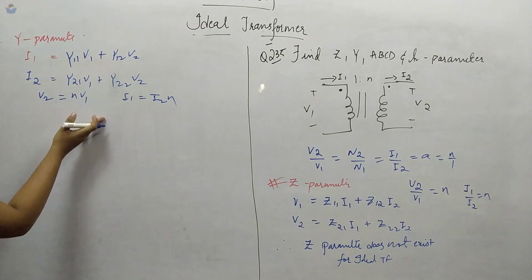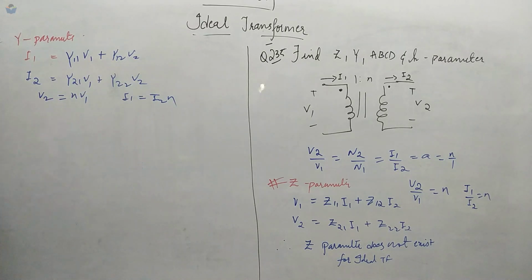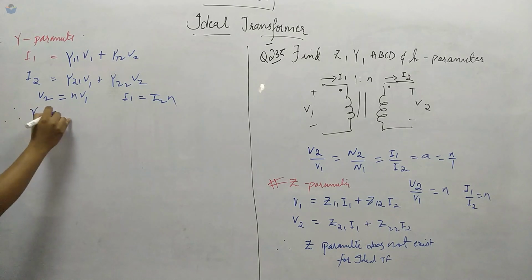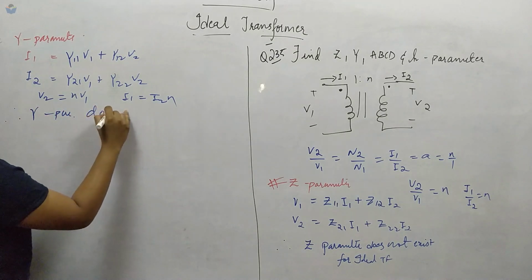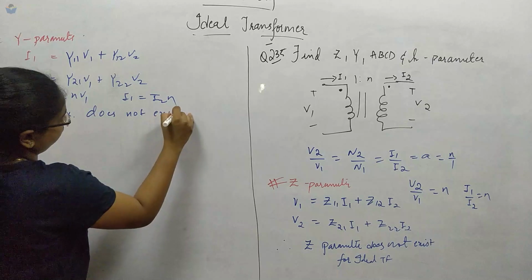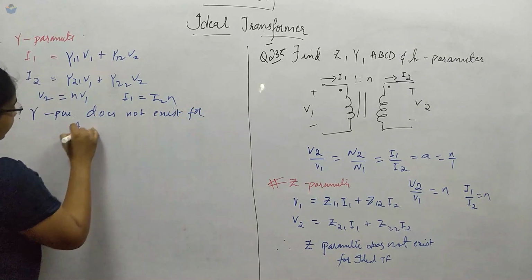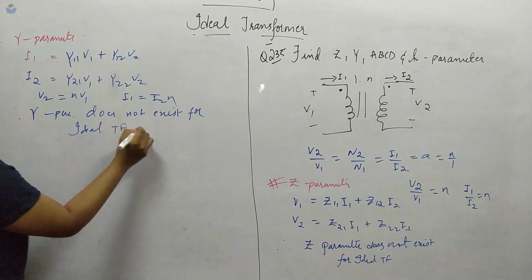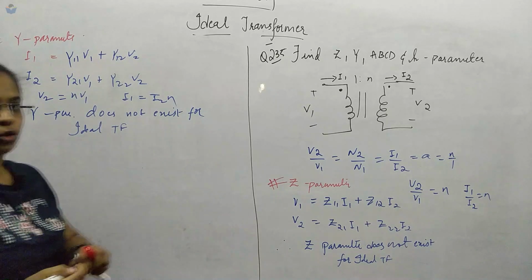So here if you take it over here, what will you get? Again a V2 by V1. So therefore the Y parameter does not exist for an ideal transformer. Okay, next we have solved the two parameters.